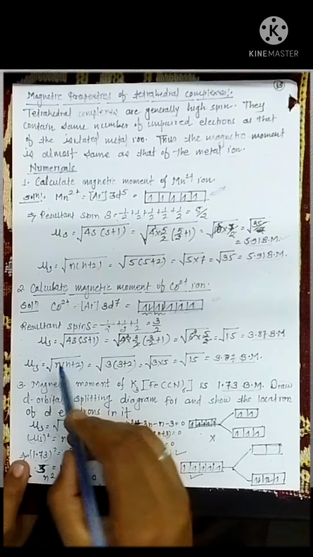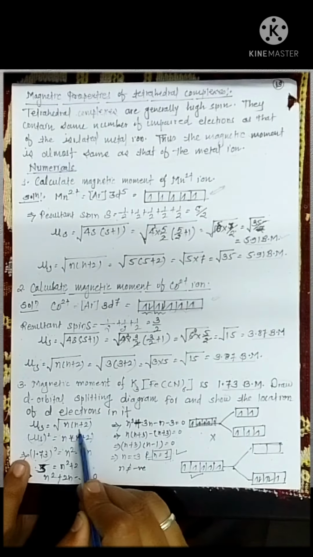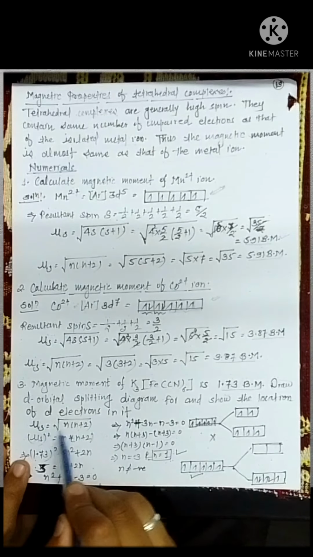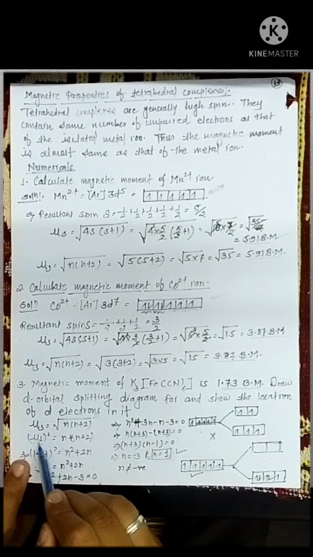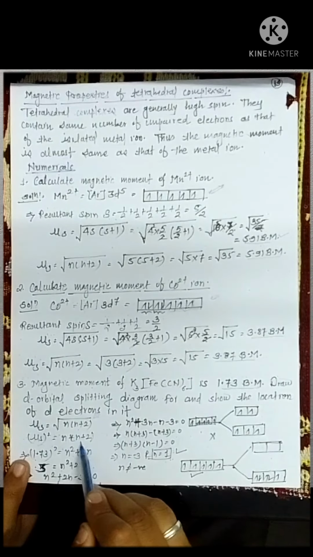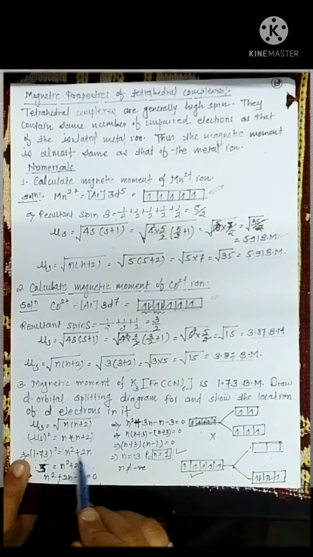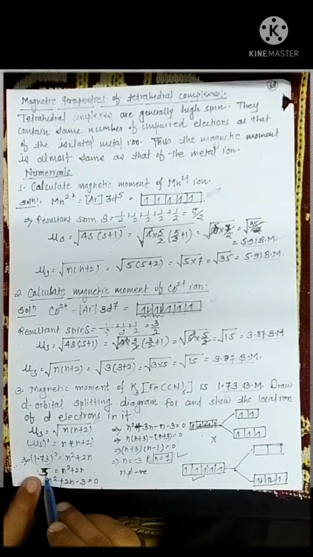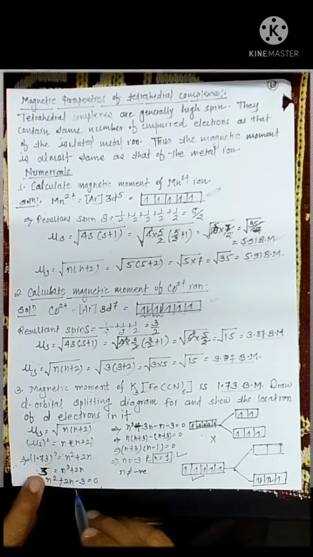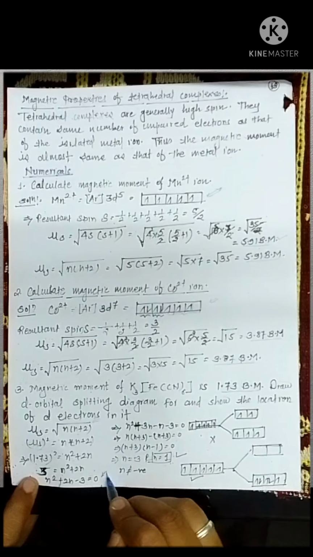So we take the help of this formula. Magnetic moment is equal to under root of n(n plus 2). Now we are going to remove this square root by taking the square on both sides. So mu square is equal to n(n plus 2). So 1.73 square is equal to n square plus twice n. The 1.73 square is nearly about 3. So n square plus twice n minus 3 is equal to 0. We got this equation. Now we have to solve this equation.